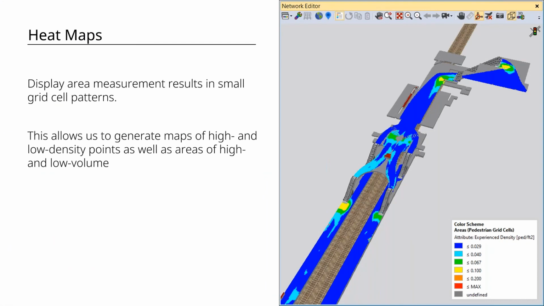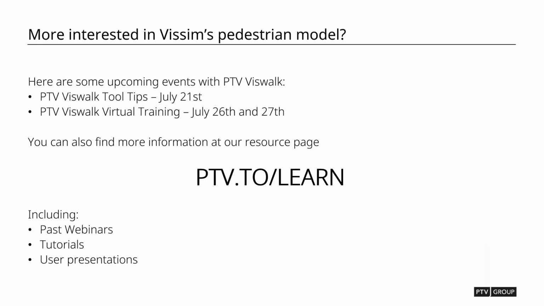All right. And so those are the major components of a Viswalk network. We didn't really talk too much about platforms or crosswalks, but that'll be in an upcoming session. So if you're more interested in things like, how do we manage shared spaces between pedestrians? How do we manage boarding and alighting from public transit? Or how do we manage mid-block crossings with pedestrian beacons? We're going to be doing another Viswalk tooltips session in July, where you can get more information on that.